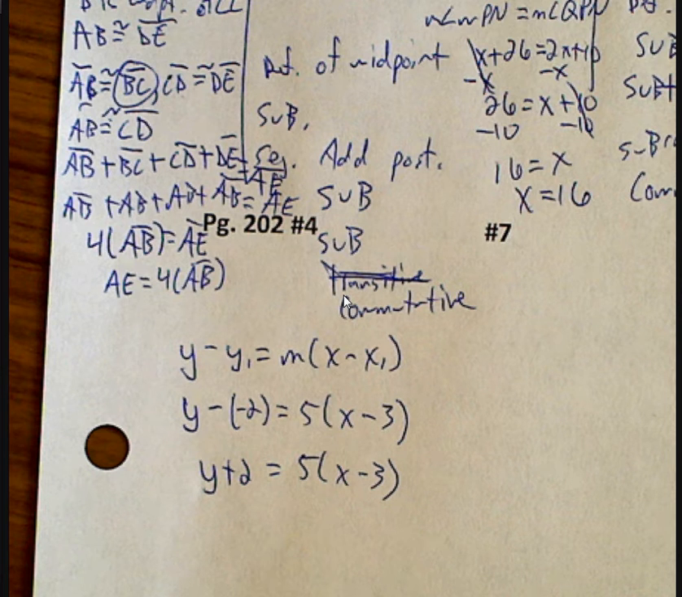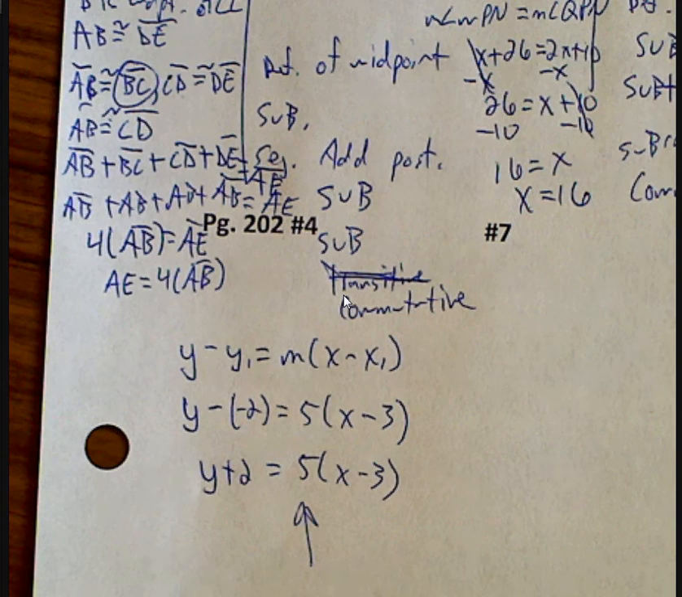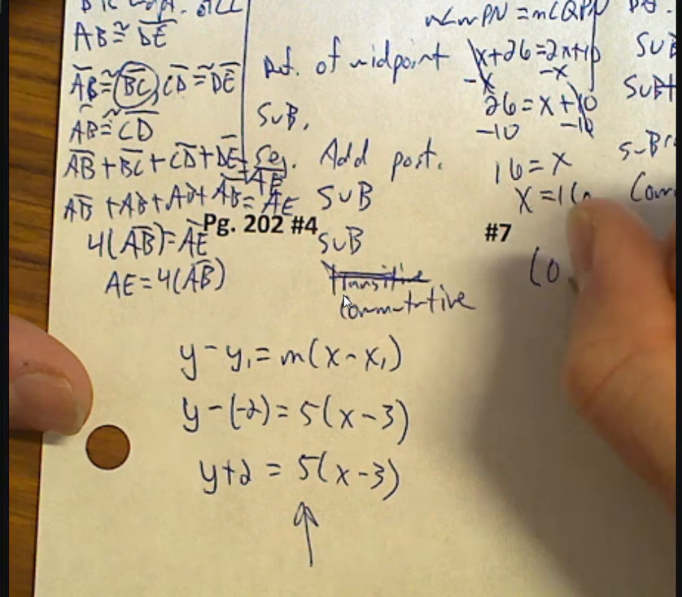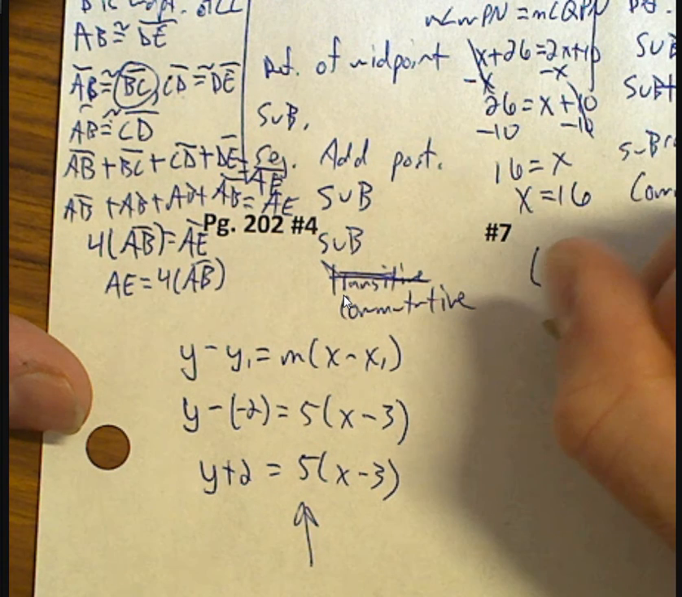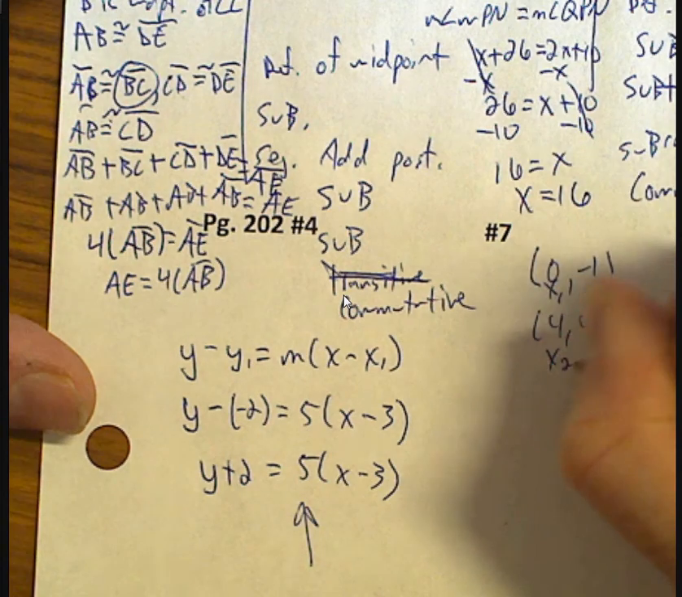Number 7. It says graph the line. Don't worry about graphing the line. I just want point-slope form. Write an equation of the line through each pair of points in slope-intercept form. So I'm given 0, negative 1, and I'm given 4, 4. Here's my x1, y1, x2, y2.